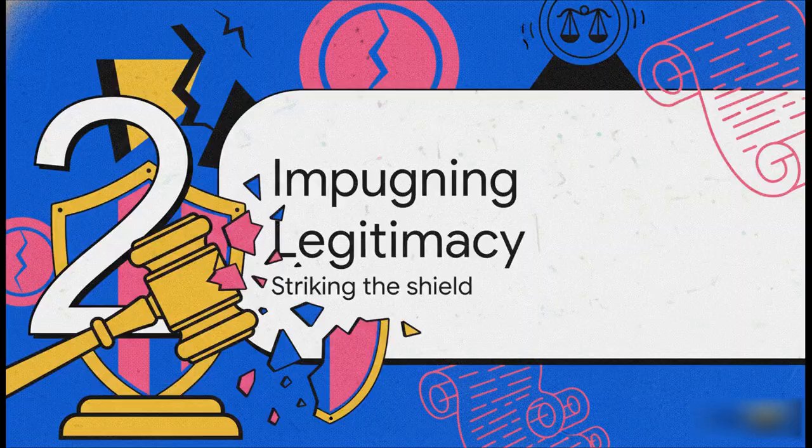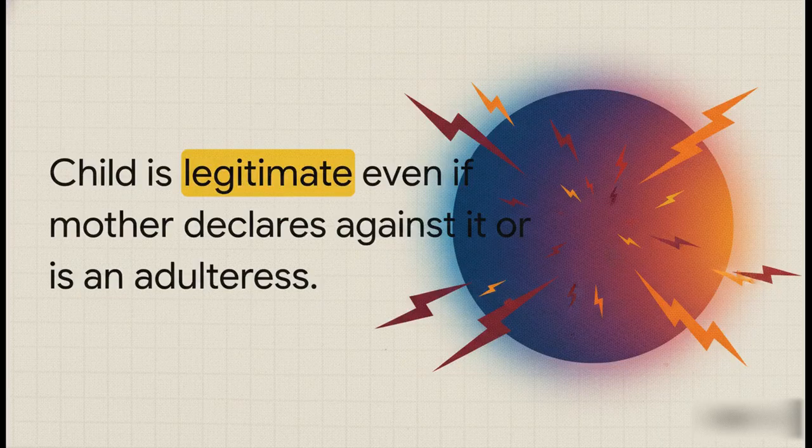Moving on to Section 2, How to Impugn Legitimacy, or as I like to call it, striking the shield. We just saw that legitimacy is a massive legal shield, and the presumption of legitimacy is incredibly tough to break. Just look at Article 167. A child is considered legitimate even if the mother directly declares against it. Or, get this, even if she's officially sentenced as an adulteress. The law fiercely protects the child's status, basically throwing the mother's own statements out the window.